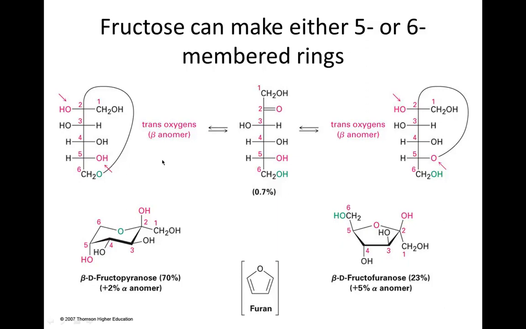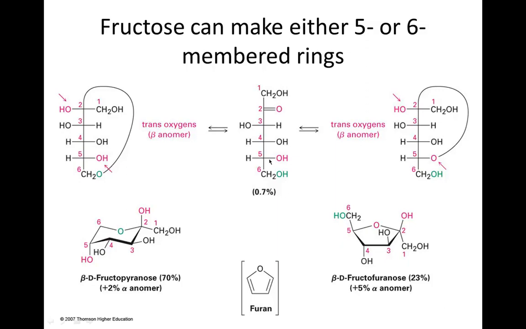So fructose is a 6 carbon molecule that is a ketose. So carbon number 2 is a ketone, and it turns out it can make either 5 or 6 membered rings. Actually, the 5-membered ring is one that you'll see a lot with fructose, even though it's not necessarily the most common.